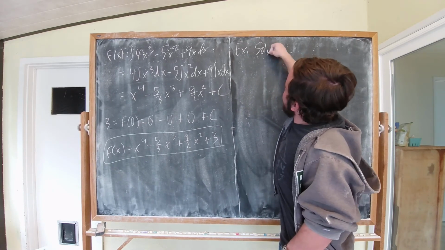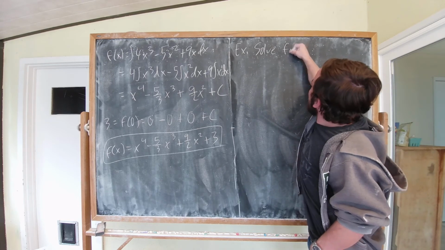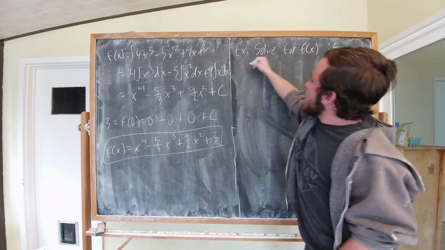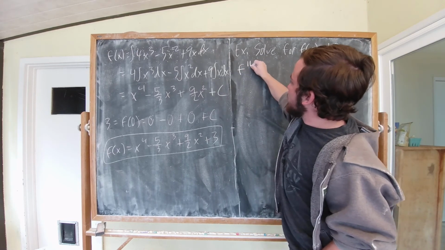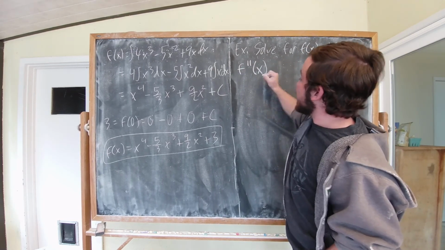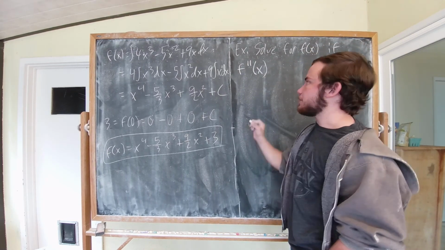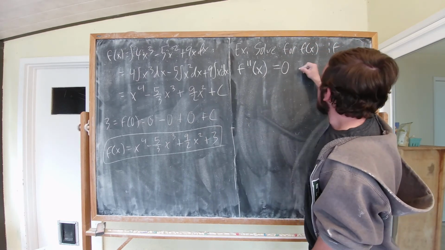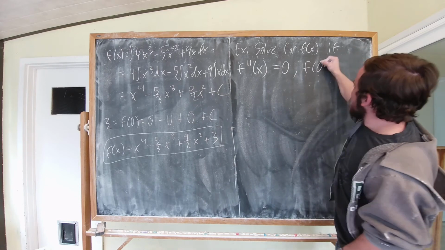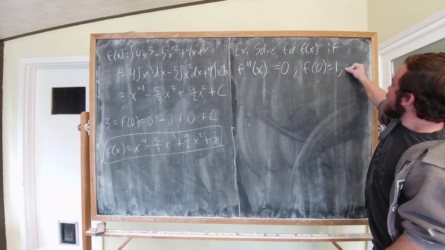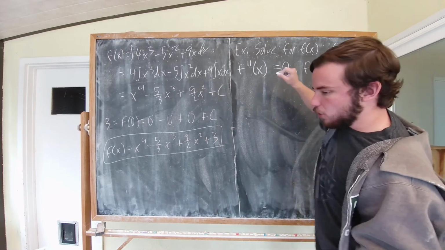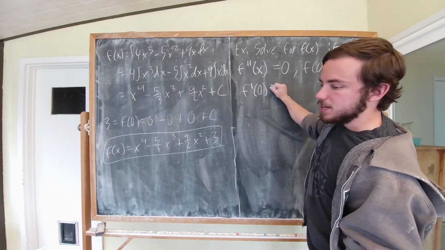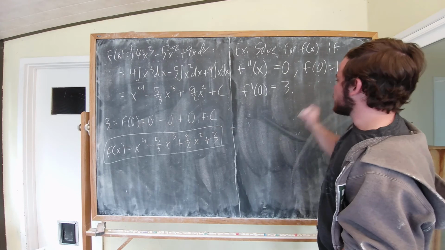Let's solve for f of x if f double prime of x, so the second derivative of f of x, is equal to 0, f of 0 is equal to 1, and f prime of 0 is equal to 3.